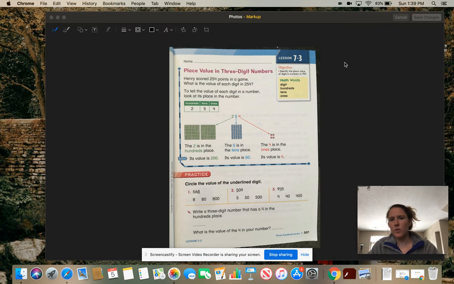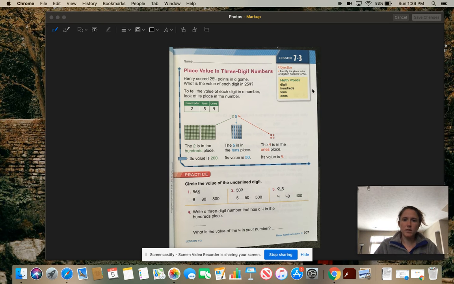Hi guys, today we're going to do our math lesson for Monday. It's lesson 7-3. So if you turn to your book to page 307, you can find lesson 7-3. I'll go over the first two pages with you, 307 and 308, and then you can do 309 and 310 on your own. So let's look at this first page.